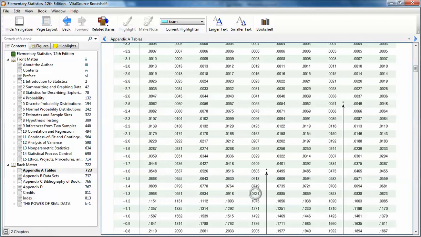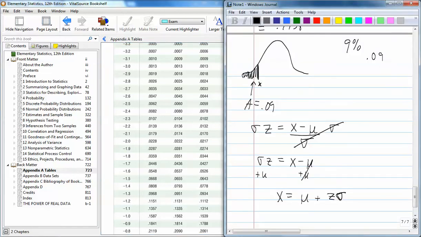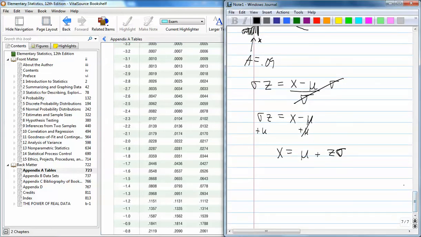So let's see, what z-score does this correspond to? Negative 1.3, that's 1, 2, 3, 4. Negative 1.34 corresponds to an area of 0.0901. And that's as close to 0.09 as we can get. So write that down, negative 1.34. Alright, so our z, right here, is negative 1.34.